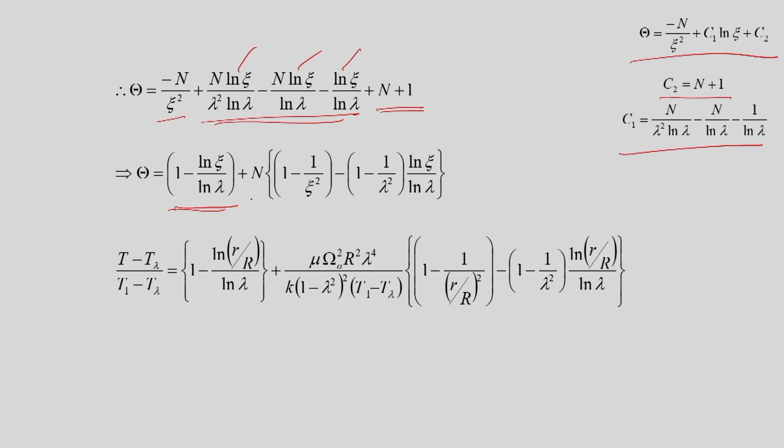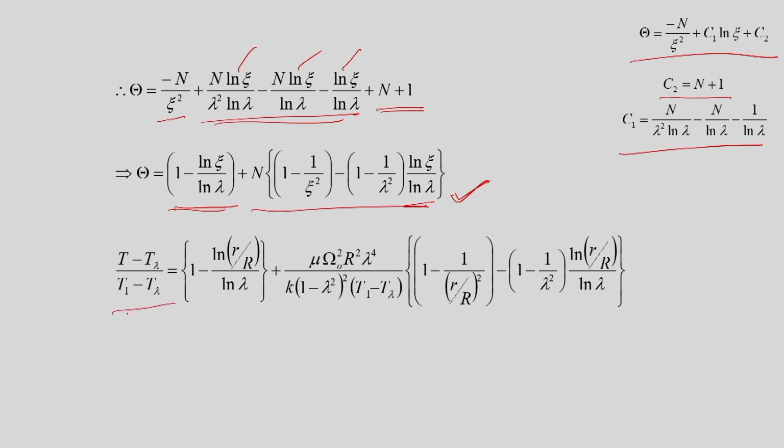The remaining terms have n in them. In the remaining 4 terms, we take the terms having ln xi by ln lambda common. So, then we have n into (1 minus 1 by xi square) minus (1 minus 1 by lambda square) ln xi by ln lambda. This is what we have. This is the temperature distribution in the dimensionless form, non-dimensional, where the scale parameters theta and xi we have used.